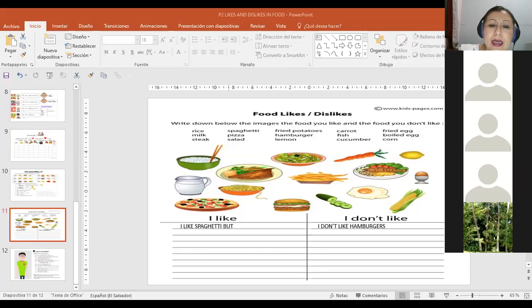Y haber iniciado lo que sería ya la unidad o la sección número 5 para nuestra última semana, ¿verdad? Prácticamente después de mañana solo nos queda una semana, ¿verdad?